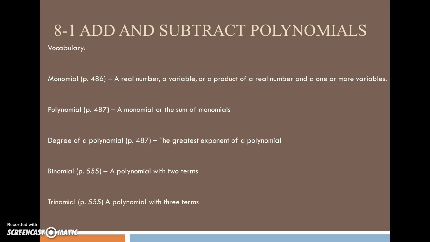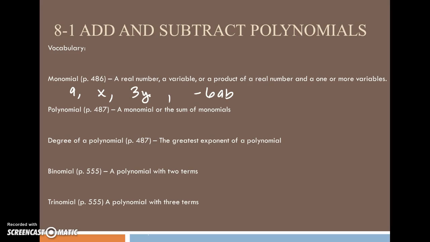A monomial is a real number, a variable, or a product of a real number and one or more variables. So for example, 9 would be a monomial. If I had just x, that's a monomial. I could have 3y, I could have negative 6ab as well. Those are all monomials. Mono, 1.